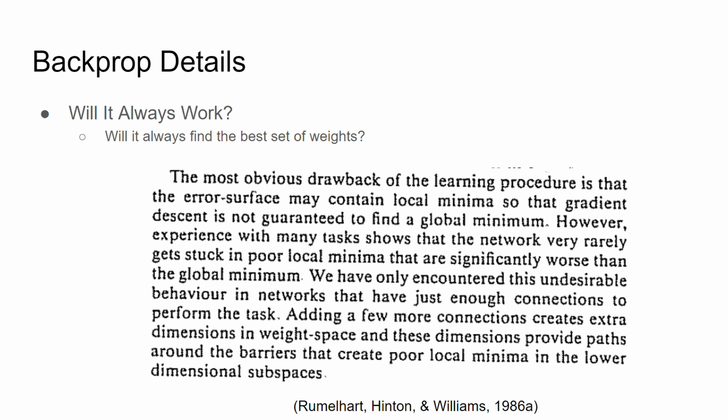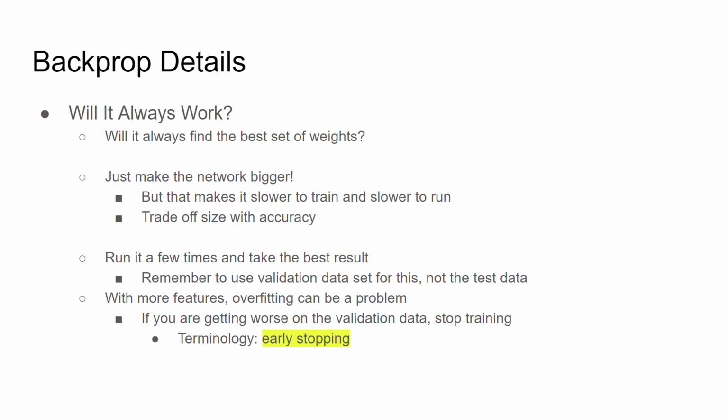And so even if you just add a few more weights, add a few more features, because whenever you add a feature, that's going to add a lot more weights, that's going to give the learning algorithm a little bit more flexibility, and it's unlikely to get stuck. That said, it might be slower to train. Okay, so what do we mean by all that? Will it always find the best set of weights? Not necessarily, but you can always just make the network a little bit bigger, and that's going to make it more likely to be able to find those good sets of weights. Trade-off, that of course is going to make it slower to train and slower to run, because you've made the network bigger, you've got more features.